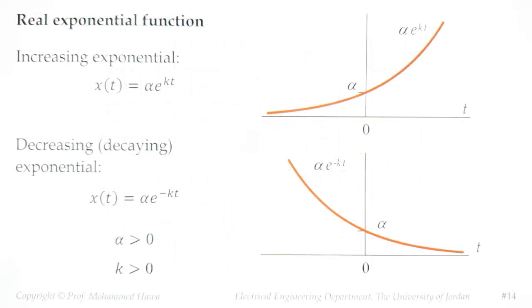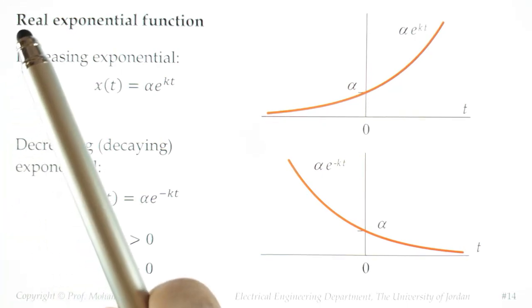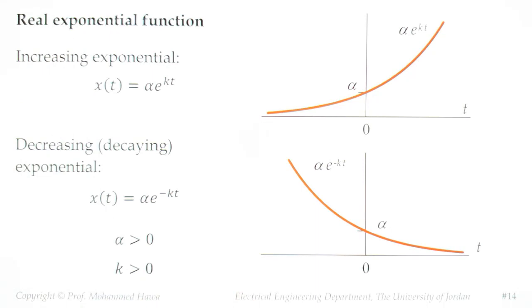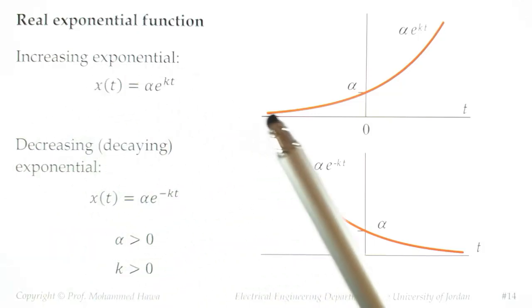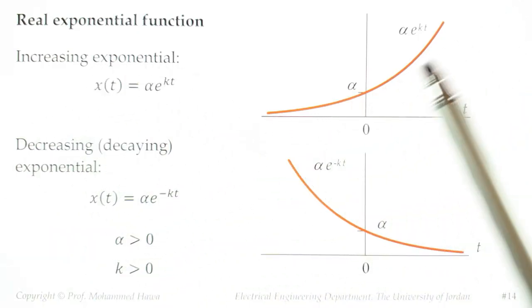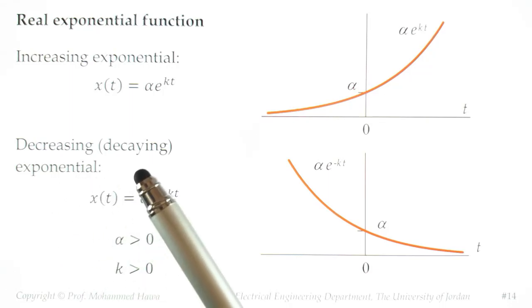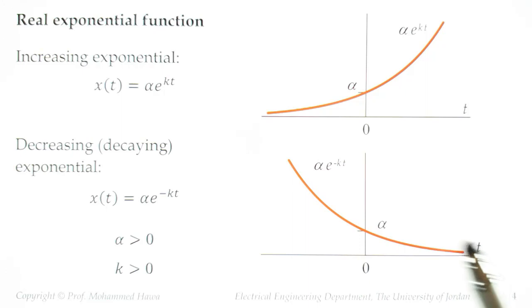The next important function on our list is the exponential function. Here, I'm going to assume an exponential function with a real number exponent. Later on, we'll talk about the exponential function with complex number exponent, but we'll leave that for a later lecture. The exponential function has two types. There is the increasing exponential function. You can see it increases very fast. And then there is the decreasing exponential function, or the decaying exponential function, and you can see it decreases fast.